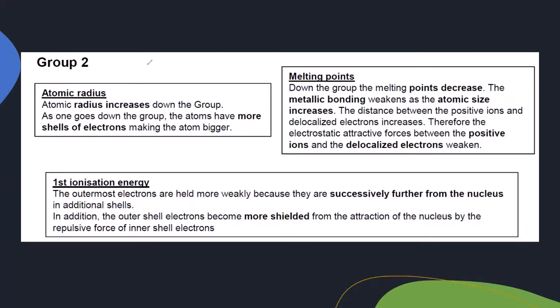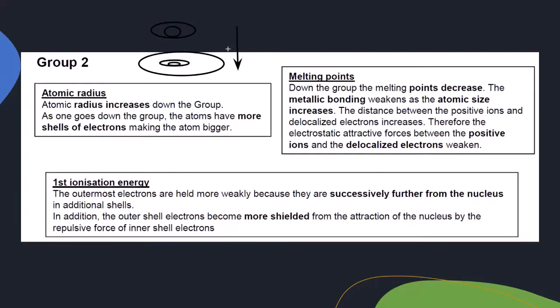And this happened for all the groups, because when you go down the group, the number of the shell increases. Like if the first one we have, for example, 2 shells are used, the second one 3 shells will be used. That's why for all the groups, whenever we go down the group, the size or atomic radius will increase because they have a greater number of electron shells. The second point is the melting point. So going down the group, these are the periodic trends. You have to learn these periodic trends as well with a reason.